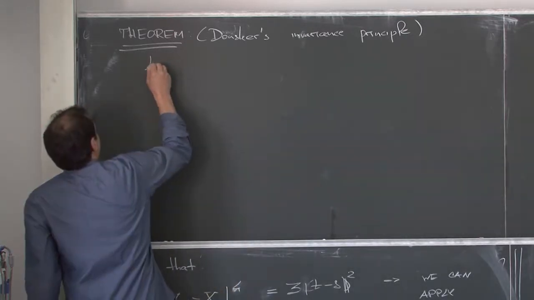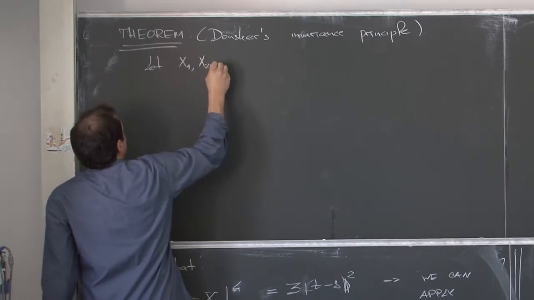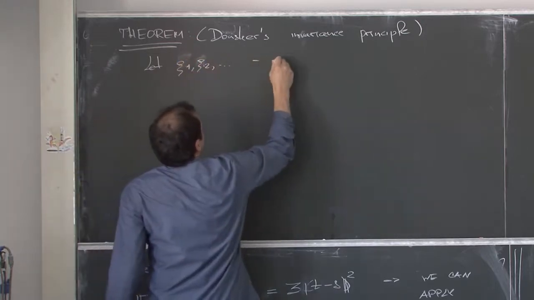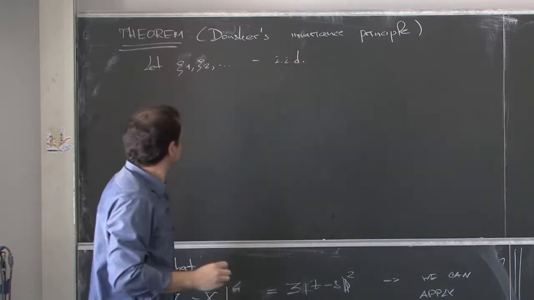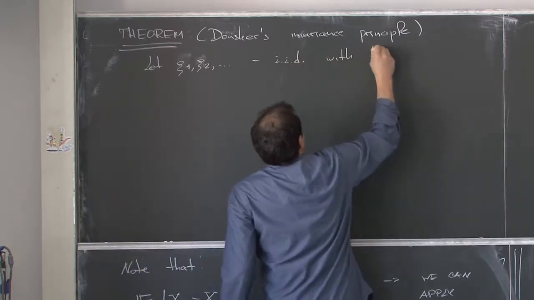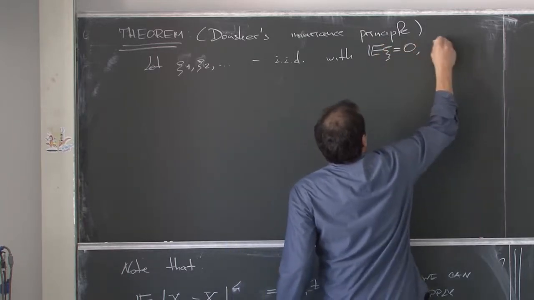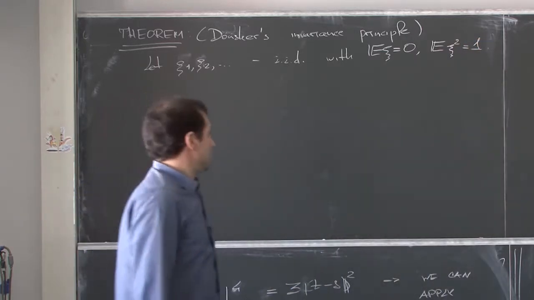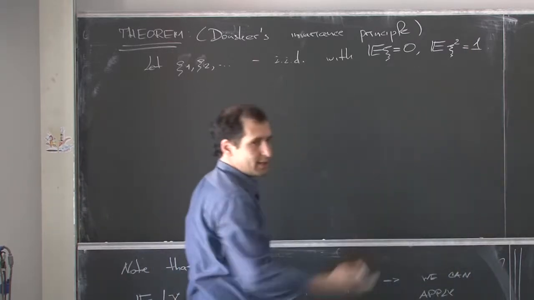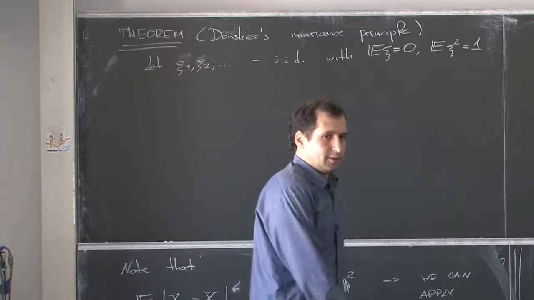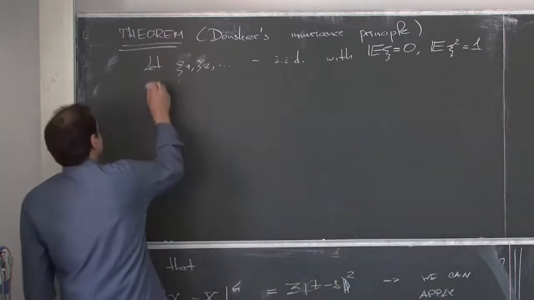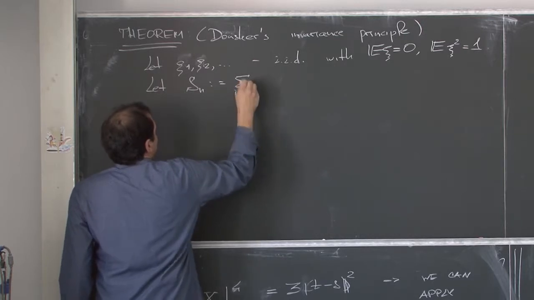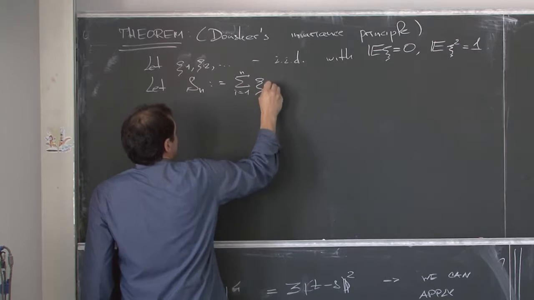So let ξ_1, ξ_2, etc. be i.i.d. random variables with zero mean and finite second moment, which I assume to be 1. So just these conditions. It can have heavy tails, so you don't need to know more. Now let S_n be, of course, just the sum of the first n variables.